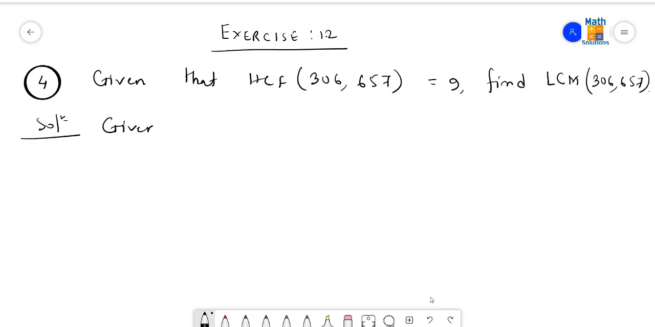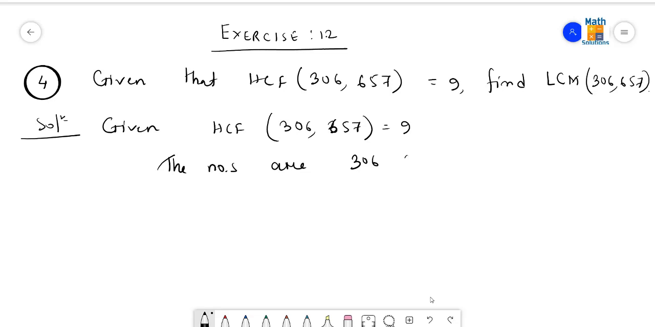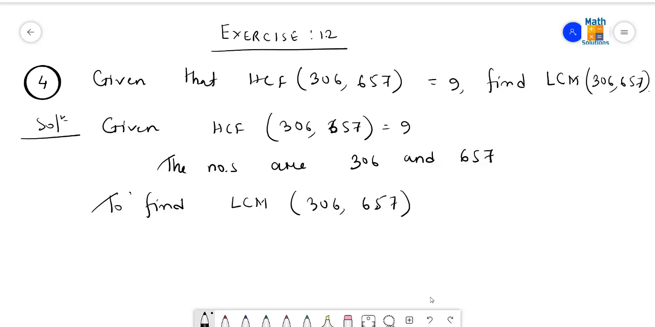Given HCF of 306 and 657 is equal to 9. That means HCF is given to be 9. The numbers are 306 and 657. To find LCM of 306 and 657. So this is the question here. We know one formula.